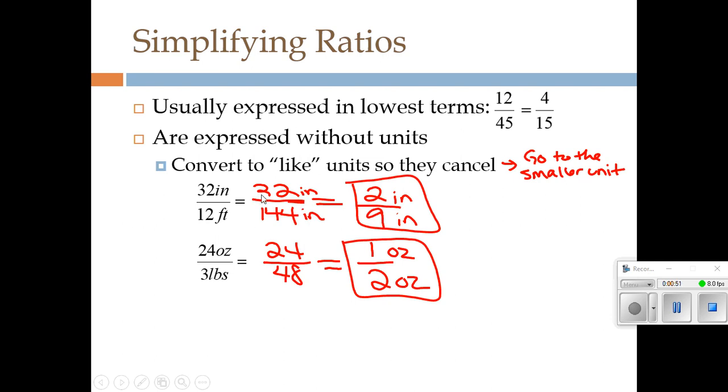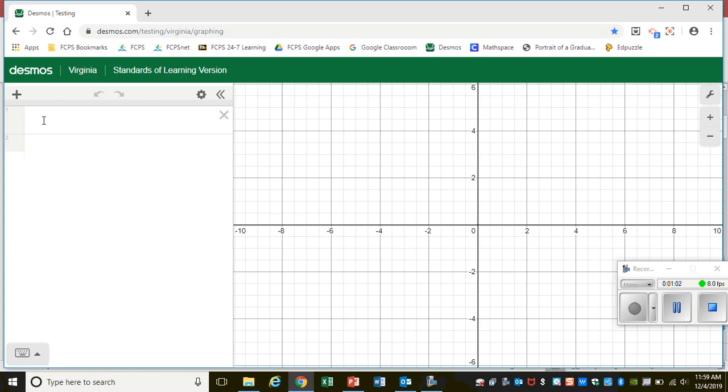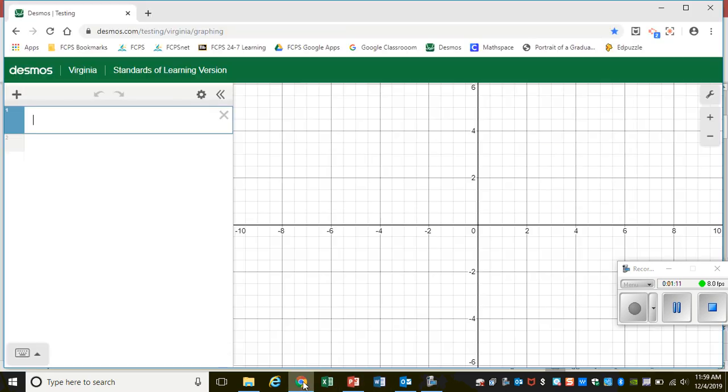So 32 inches over 12 times 12, 144. Once you have this, you can simplify to 2 over 9. Now you can actually use the calculator. If you want to simplify fractions on decimals, let's say 32 over 144, there is this symbol right here, a fraction symbol. If you press that symbol, it's going to convert to the simplest form in fraction, 2 over 9. So you can use this feature on decimals.